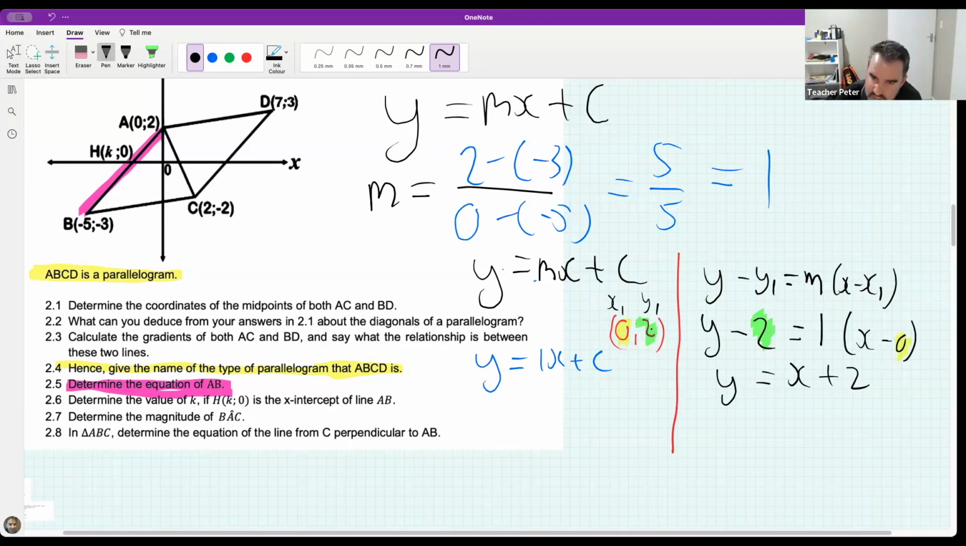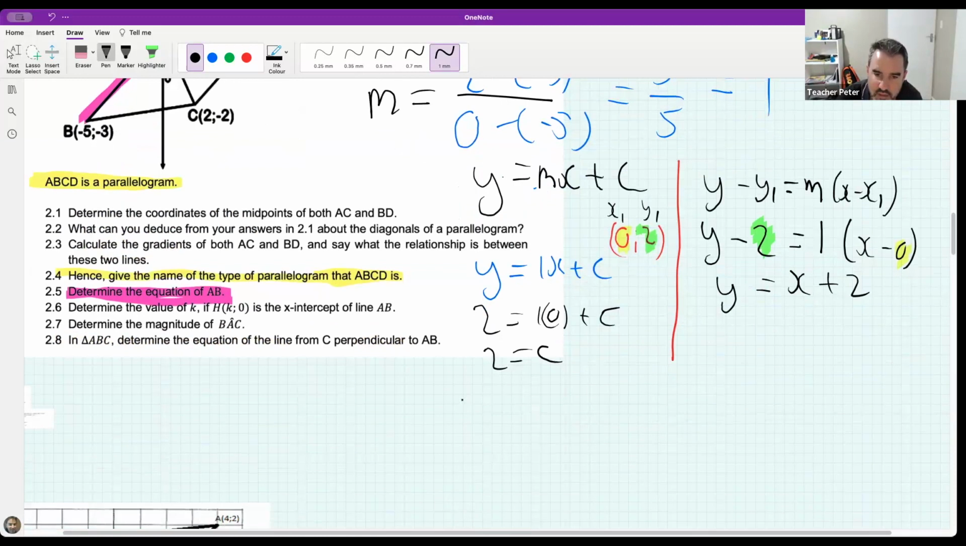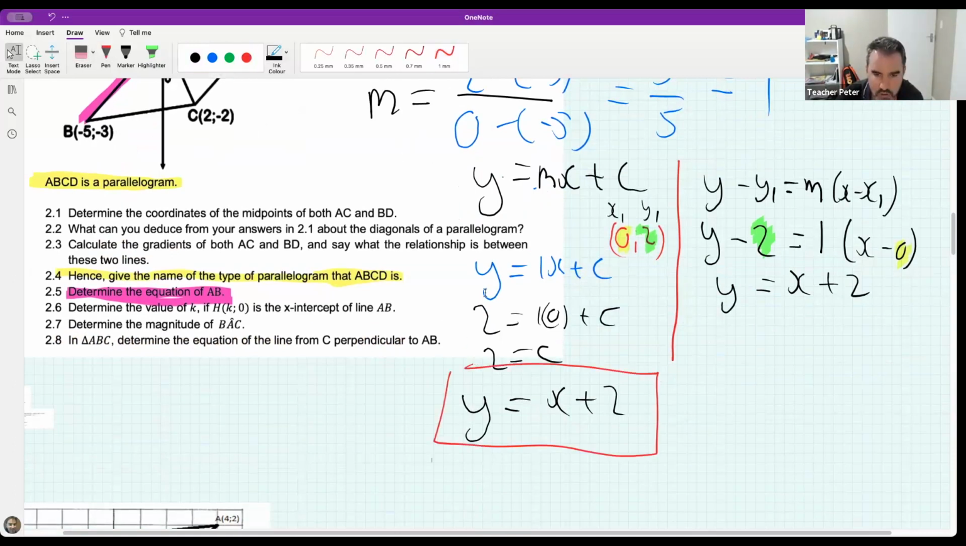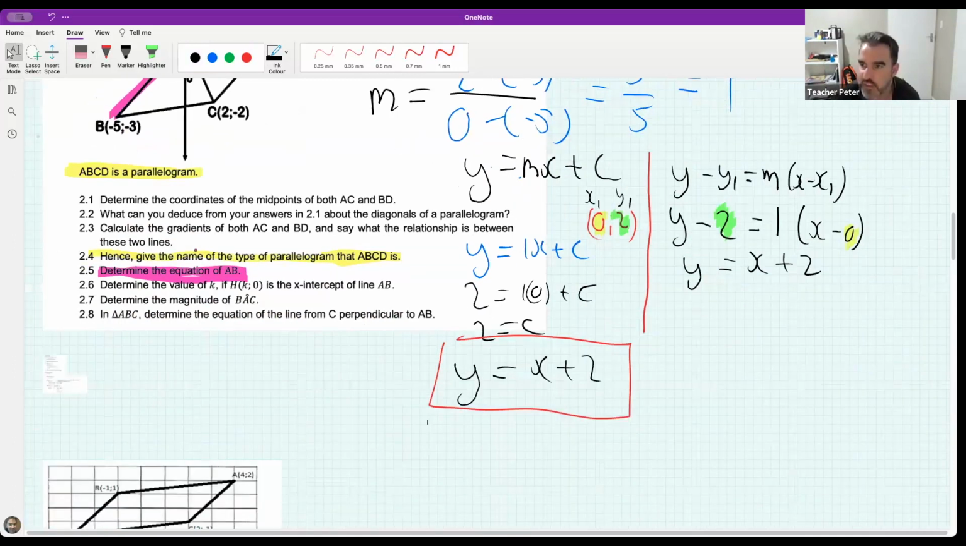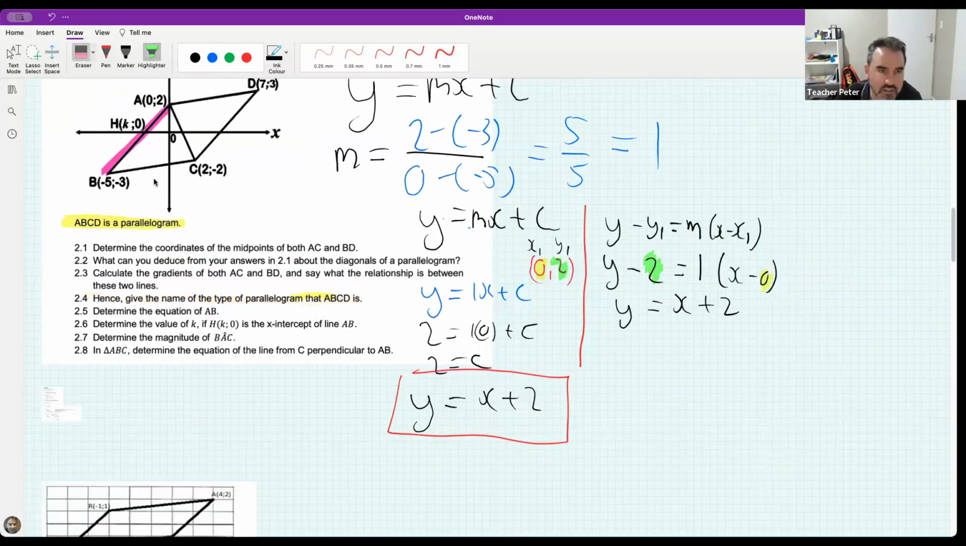In this one, if I take the point 0, 2 and I put it into my equation, I'm going to get that c is 2, and then I'm going to get y equals 1x plus 2, or y equals x plus 2, which is exactly the same thing. So you literally get the same answer. You choose whatever method you like. Okay, let's go on to 2.6. Find the value of k if k is the x-intercept of AB. So you're going to have to use what you just found to find me the value of k. Now, the important thing is it's the x-intercept. So how do you find the x-intercept normally?